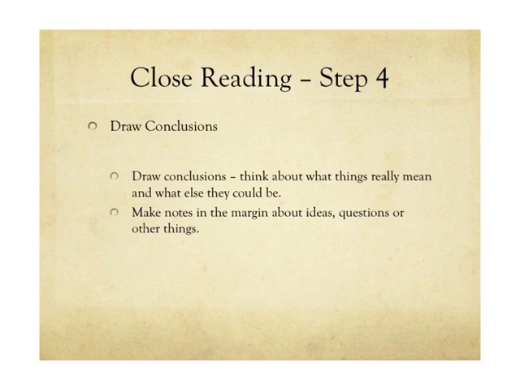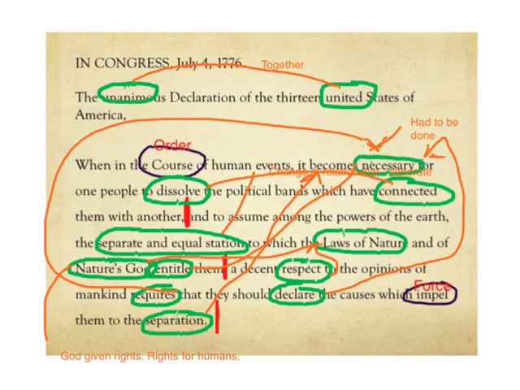My last step in a close reading is to draw some conclusions, to look at everything and think about what's the big idea, what do these really mean, what else could they be? So now I have to read through this text one more time to decide what does this really, really mean.